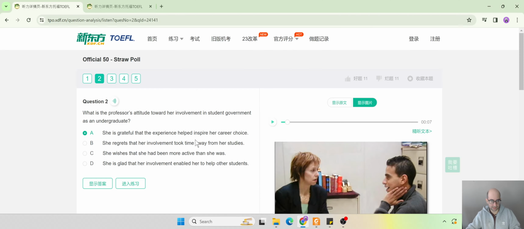Okay, so let's take a look at this. She is grateful, okay, that's a positive word, that the experience helped inspire her career choice. Yeah, that works. She's satisfied. She's happy that this experience of studying political science as an undergrad helped her choose this career path. So yeah, she liked that experience and it helped her decide to become a political scientist. So that makes sense. But always check B, C, and D just in case.